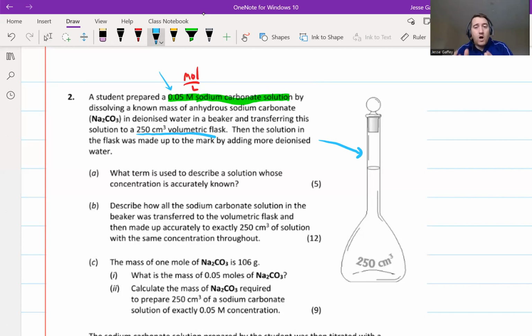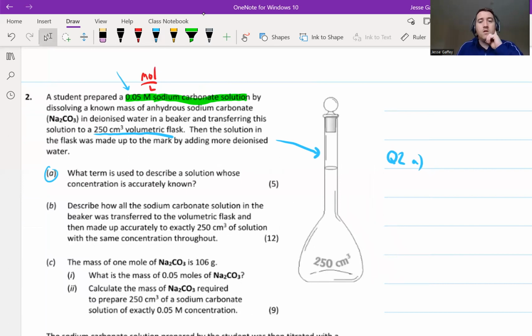All right, so again, you're highlighting, you're annotating. You should be doing the same thing I'm doing. All right, so question 2, part A. It says, what term is used to describe a solution whose concentration is accurately known? So this is a standard definition that you guys are supposed to learn off, and hopefully you know the answer to this. So question 2, part A, what I'm going to get you to do is pause the video and write that down now.